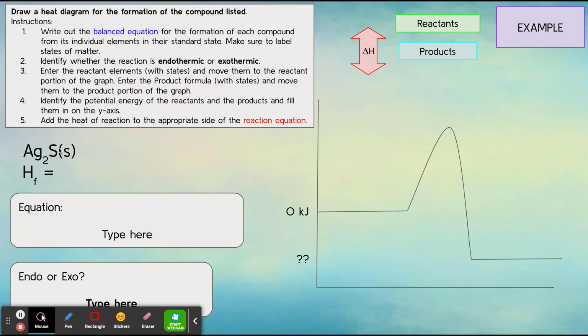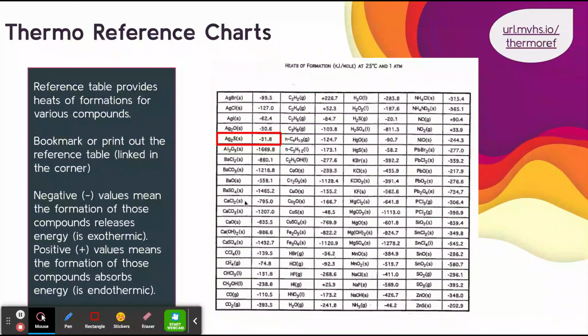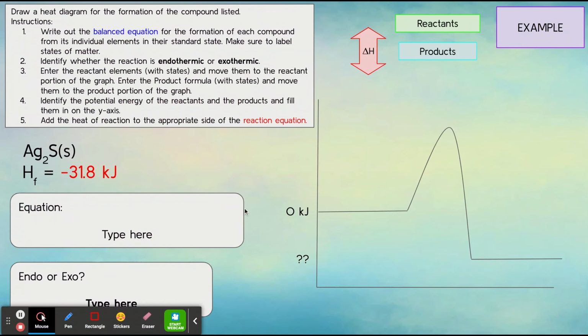Okay, so Ag2S solid. My first step is I'm going to go find that on my thermoreference chart. What I see right here is that Ag2S solid says negative 31.8, and that's kilojoules per mole. So 31.8 kilojoules per mole of Ag2S are released when that compound is formed. And so I'm going to fill that in here for my HF. My heat of formation for this compound is negative 31.8 kilojoules.